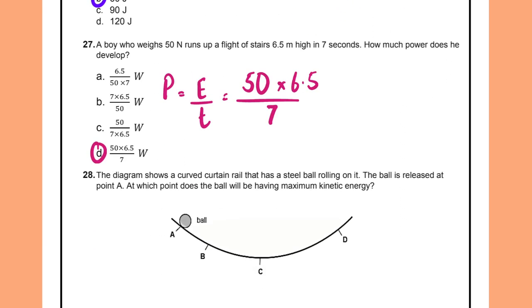The diagram shows a curved curtain rail that has a steel ball rolling on it. The ball is released at point A. At which point does the ball have maximum kinetic energy? So that would be, by the conservation of energy, the point where the potential energy is the lowest, right? That's when the kinetic energy will be the maximum. So lowest potential energy means the lowest height. So that's obviously going to be C. This is exactly like how we talk about a pendulum in motion. It's moving at the greatest speed through the equilibrium position, the lowest position.